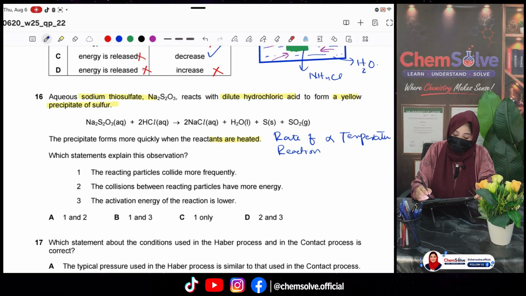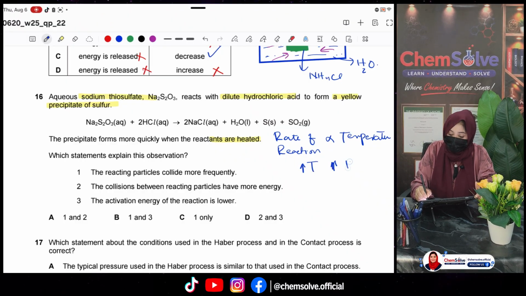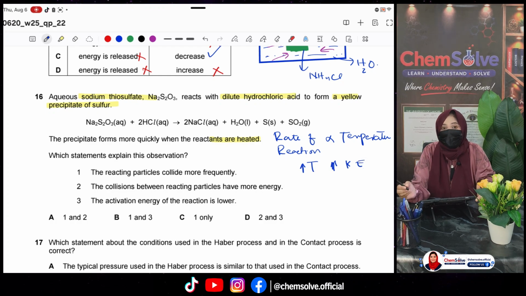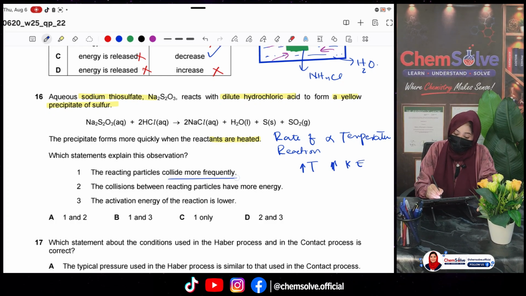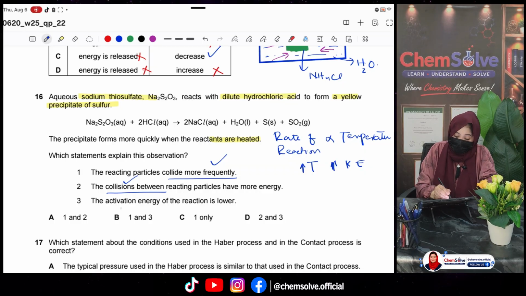Why is this so? Because when we increase the temperature, the kinetic energy of the particles also increases. And when the kinetic energy of the particles is increased, they move more frequently, and when they move more frequently, there are more collisions between them. The activation energy of the particle is not lowered. It is only lowered in the case of a catalyst.